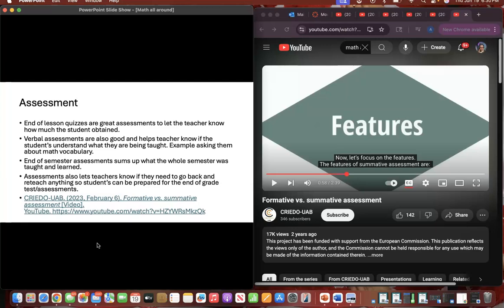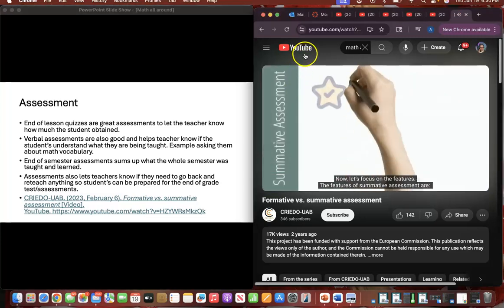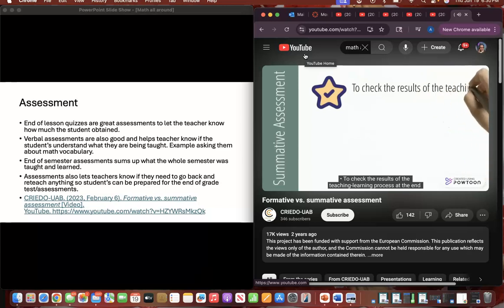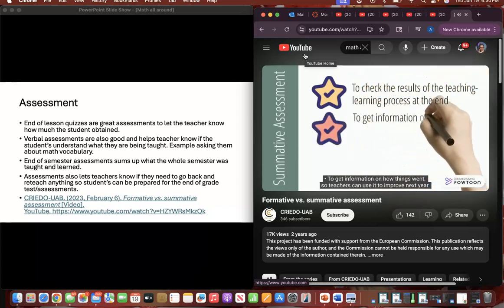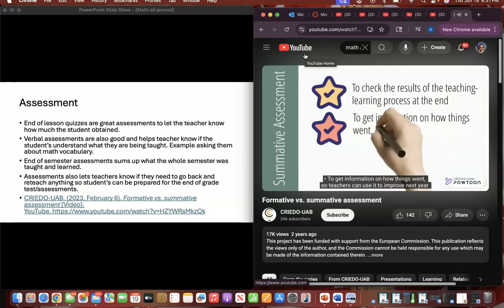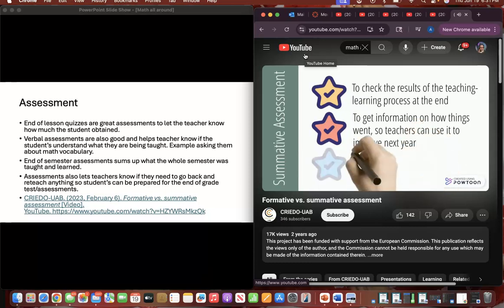Here are some examples of assessments. Key features of summative assessment: 1. To check the results of the teaching-learning process at the end of it. 2. To get information on how things went so teachers can use it to improve next year. And 3. To compare results with standards.